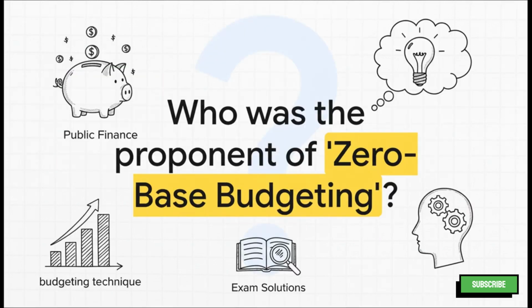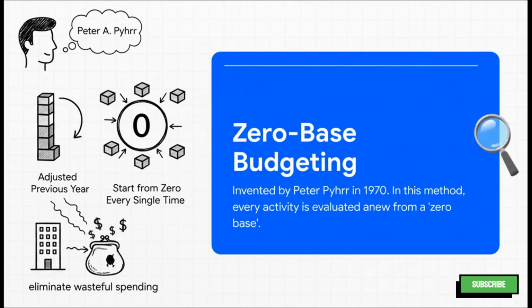This next question comes from the world of public finance. It's about a specific budgeting technique and asks who developed it. The person we're looking for is Peter A. Pyhrr. The key idea behind ZBB is that you don't just adjust last year's budget. Instead, you start from zero every single time. Every department and every expense has to be justified from the ground up, which is a powerful way to identify and eliminate wasteful spending.